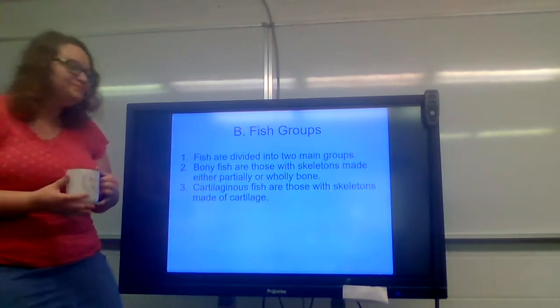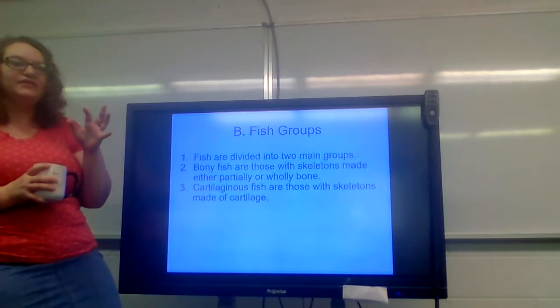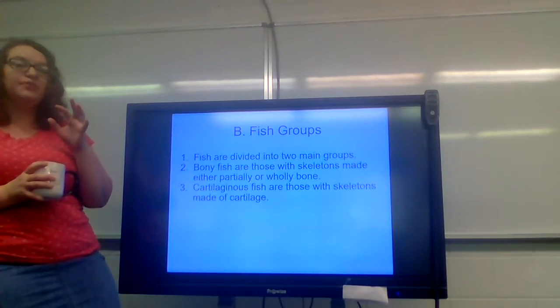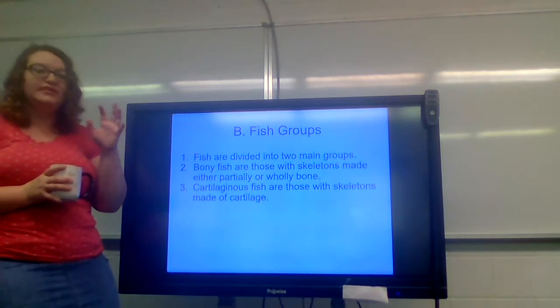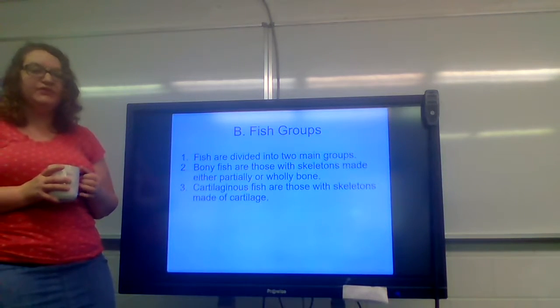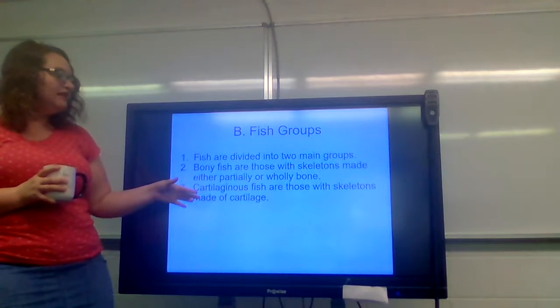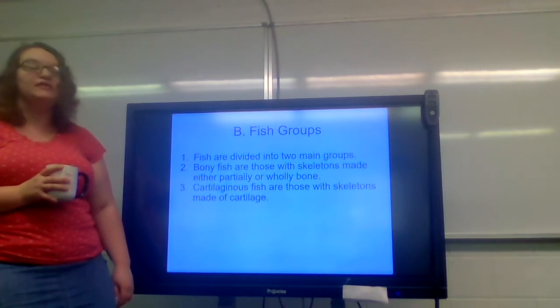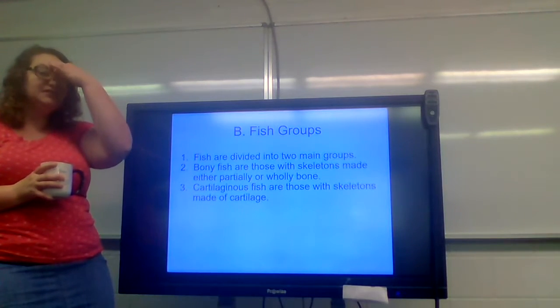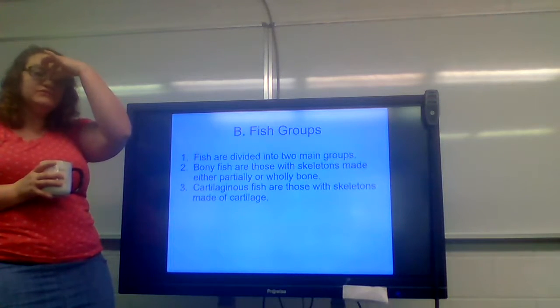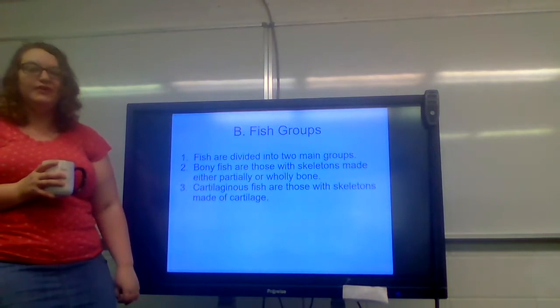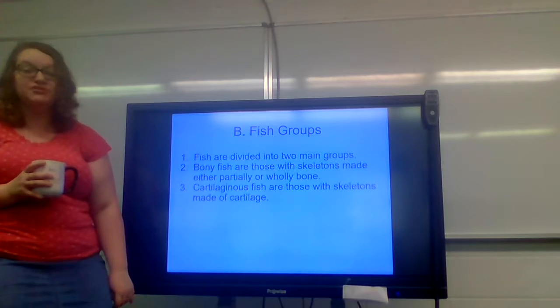All right. So even if their skeleton is made just partially of bone, they get grouped into the bony fish category. And then cartilaginous fish are those with skeletons made of cartilage. Cartilage is the substance that makes up your nose. Okay, so feel your nose, and you have felt what a cartilaginous fish would feel like.